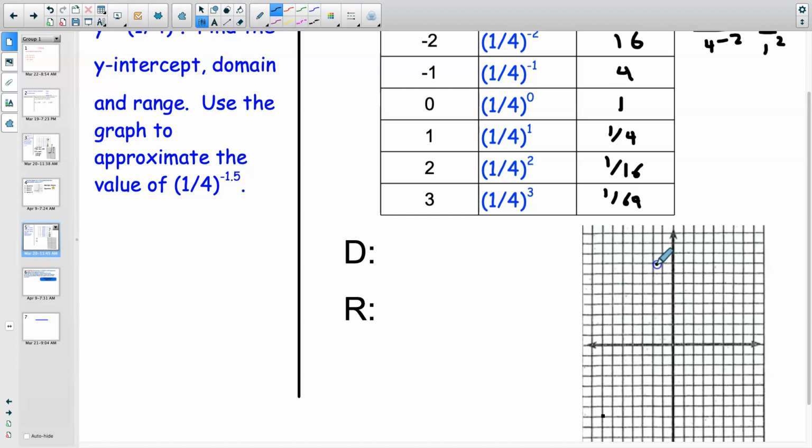All right, there. So then we get -1 and 4. 1, 2, 3, 4. And then 0 and 1. We have 1 and 1/4. And then 1/16, which is really close, and 1/64, which is even closer, but get the idea of getting closer and closer to the x-axis.